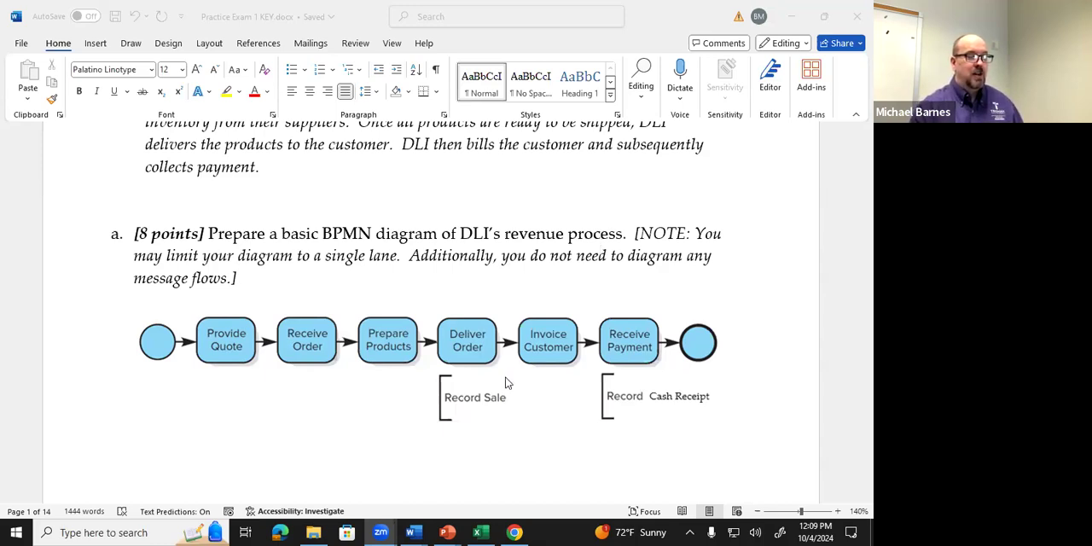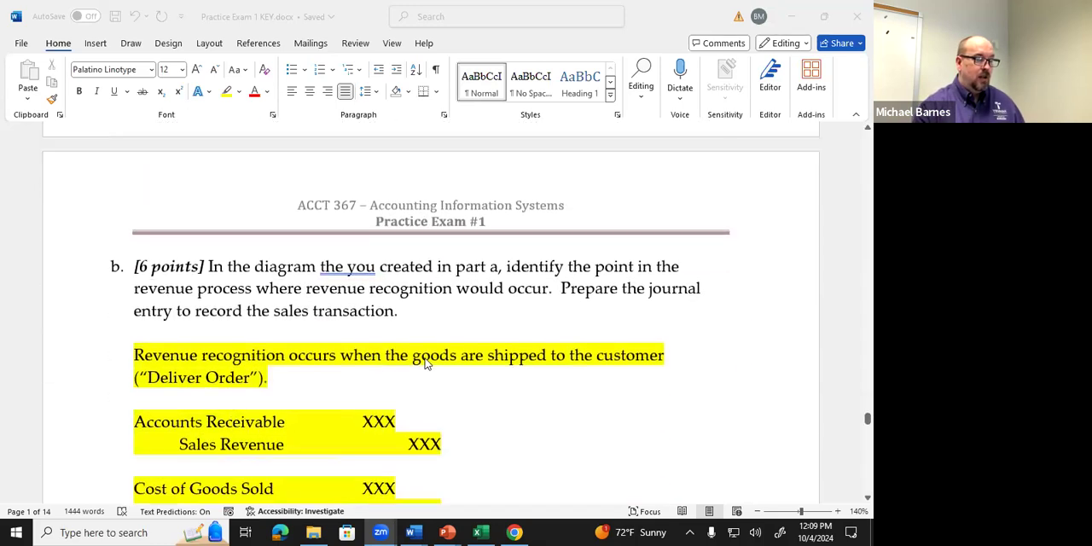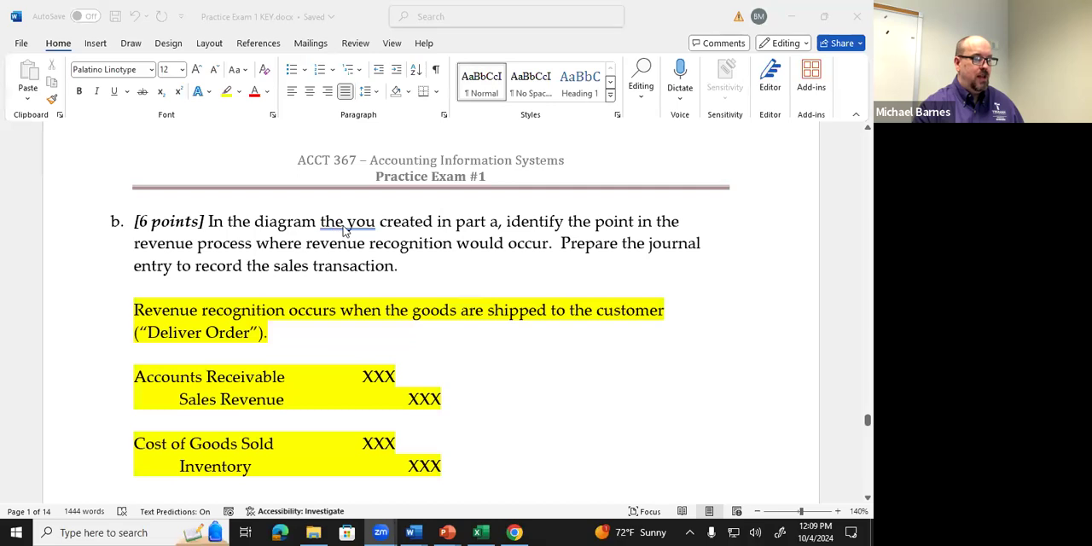So I will talk about these here in just a second, because the next question says, in the diagram that you created in part A, identify the point in the revenue process where revenue recognition occurs and prepare the journal entry. So remember, revenue recognition occurs when the goods are shipped to the customer. That's the delivery of order. We have not fulfilled our responsibility until we've delivered the order to the customer. That's why we don't record that transaction.